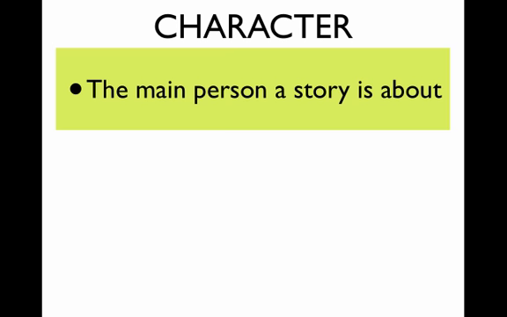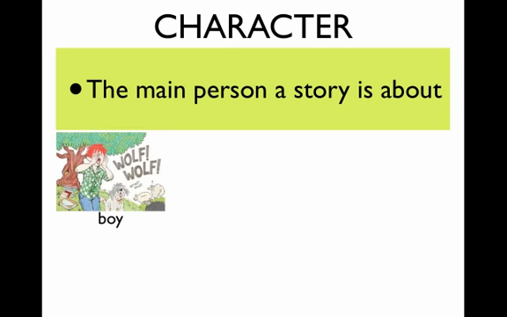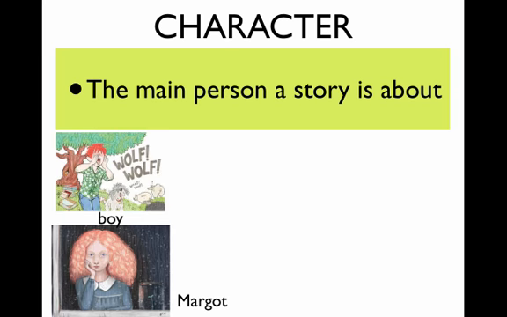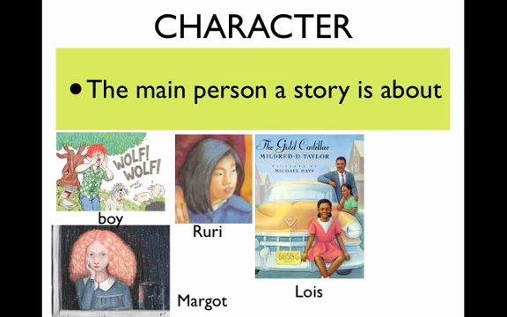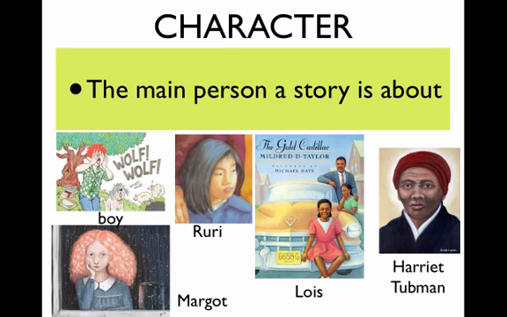First, let's review character. Who is a character? The main person that a story is about is the character. Of course, a character doesn't always have to be a person. Sometimes animals, ideas, or even the setting can act as characters in a story. But today, let's focus on people who are characters in a story, like the boy in The Boy Who Cried Wolf, Margot in All Summer in a Day, Rory in The Bracelet, Lois in The Gold Cadillac, and Harriet Tubman in A Glory Over Everything.